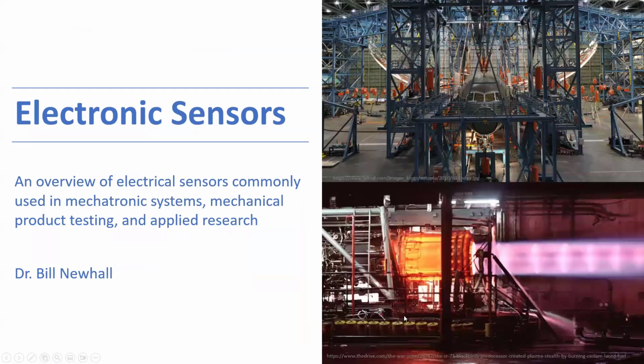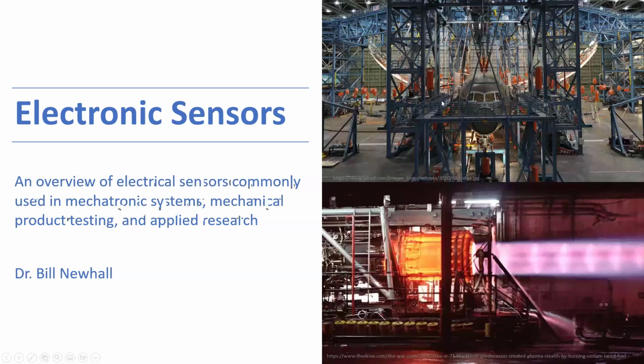Okay, so we're going to dive into electronic sensors. I'm going to give you an overview. These are commonly used in electronic and mechanical systems, mechatronic systems. They're commonly used in product testing or requirements verification, and also applied research. So if you're measuring something physical and you're trying to prove out a concept, then you might use sensors. I put these images out here because, well, I just think they're cool.